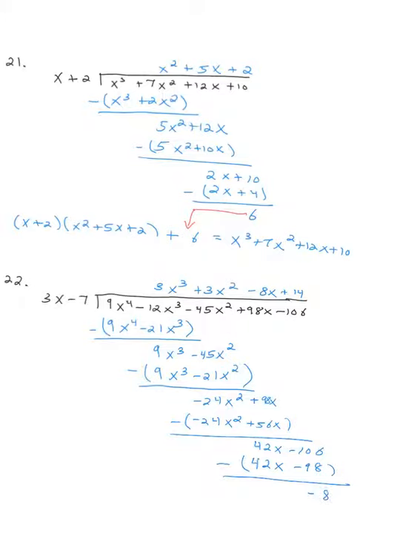What all of this work tells me is that 3x plus 7 did not divide evenly into this polynomial. This is what came out, but you then have to subtract 8 to balance this type of equation.